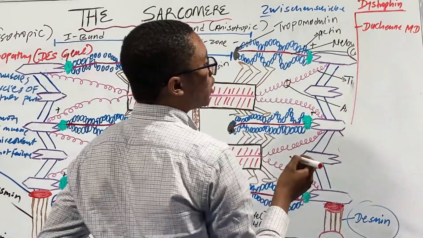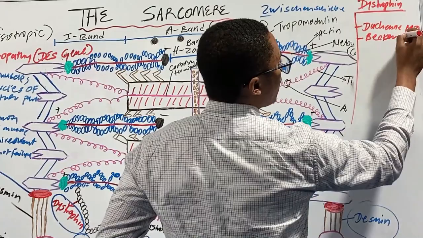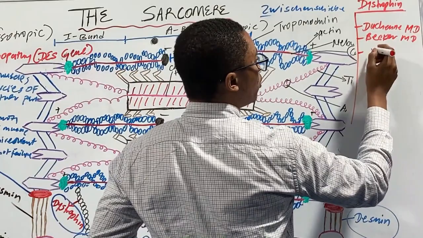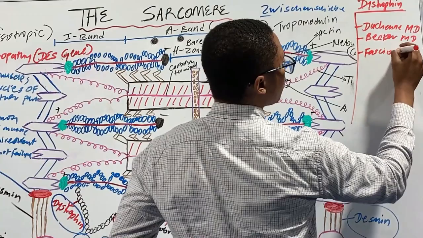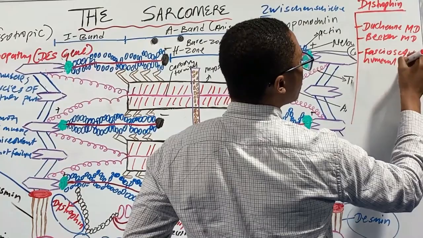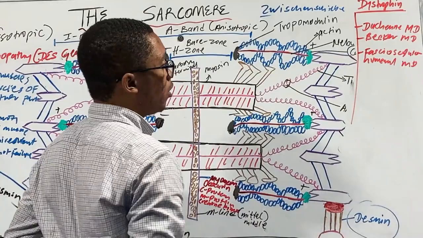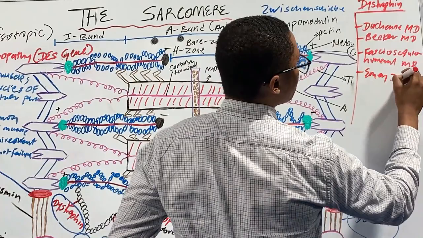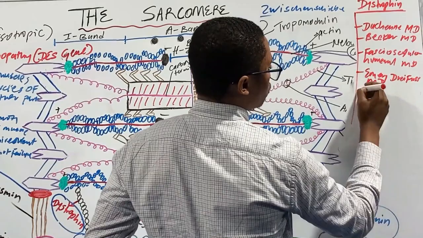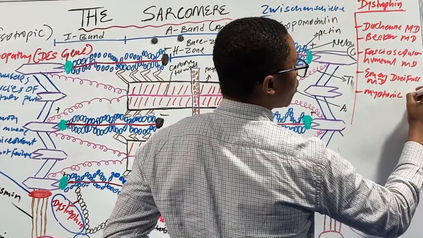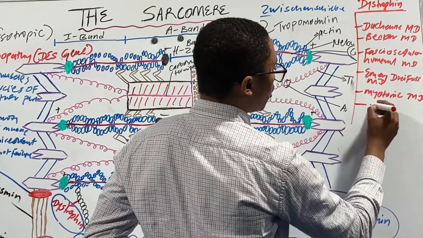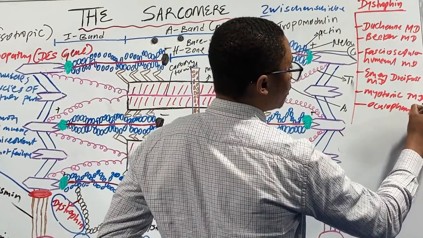We also have the Becker muscular dystrophy. We have the facioscapulohumeral muscular dystrophy, also known as Landouzy-Dejerine syndrome. We also have the Emery-Dreifuss muscular dystrophy, the myotonic muscular dystrophy, and the pharyngeal muscular dystrophy. There are different types of muscular dystrophy.